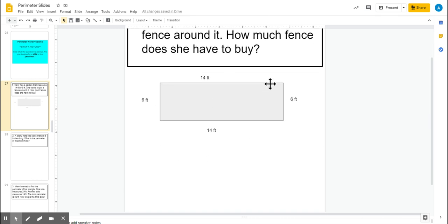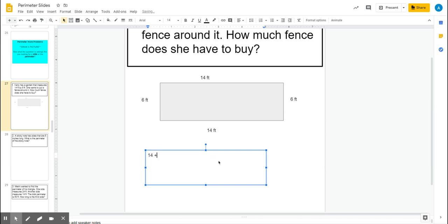So how do we find that perimeter? We add up all the sides. So again, I'm going to do my box in here. I'm going to do 14 plus 6 is equal to 20. And then I know 14 plus 6 is equal to 20. And I'm going to put enter so they don't look weird. And then I know 20 plus 20 is equal to 40. So I know 40 feet is my perimeter. So how much fence does she have to buy? She has to buy 40 feet of fence.